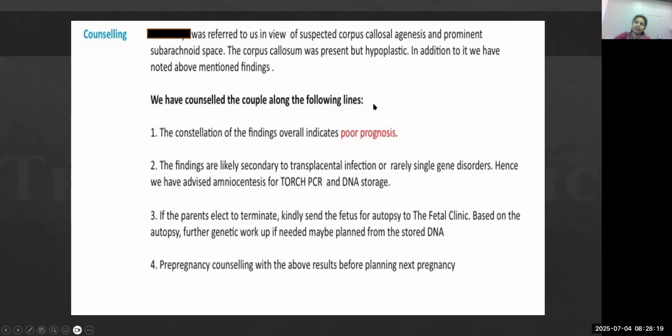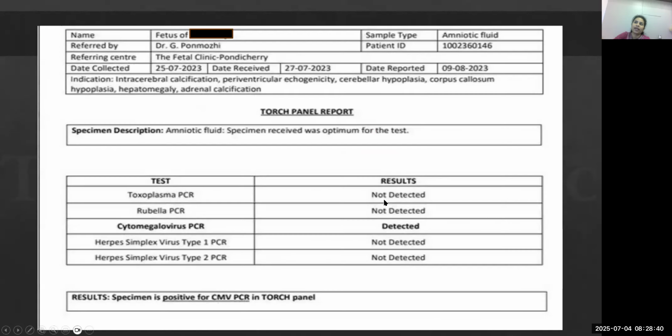So we have counseled the couple along the following lines. The constellation of findings overall indicates a poor prognosis, and the findings are likely secondary to transplacental infection or a single gene disorder. We advised amniocentesis for TORCH PCR and DNA storage. The couple underwent an amniocentesis, and the pregnancy was terminated. The TORCH panel report showed a positive result for cytomegalovirus PCR.